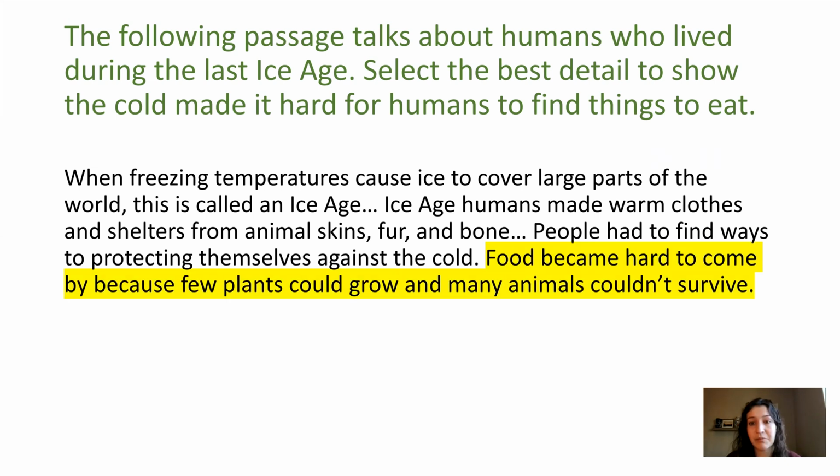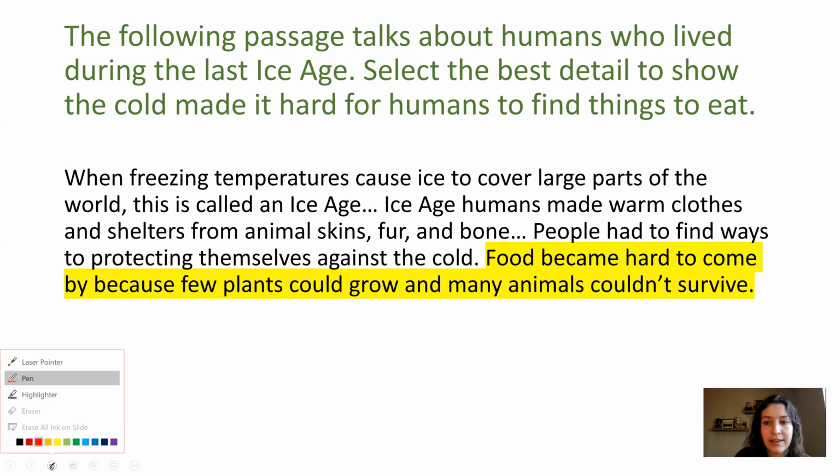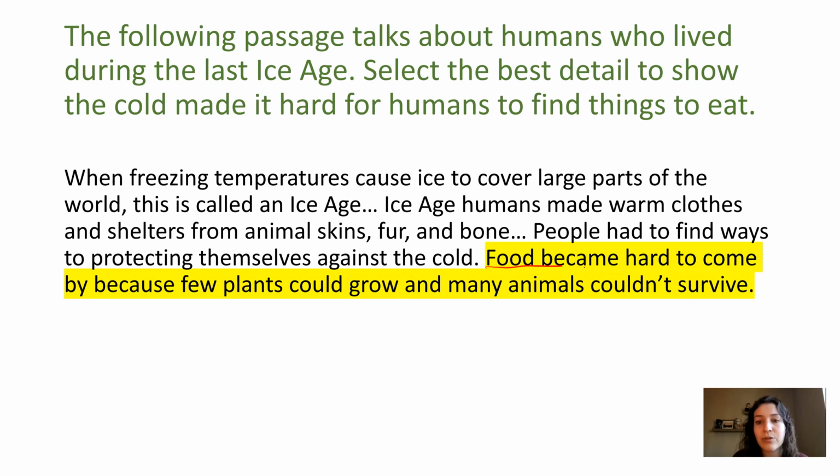So this sentence, food became hard to come by because few plants could grow and many animals couldn't survive. So why did we choose this one? That's because we are told directly that food became hard to come by, and we're told why. And that is because few plants could grow and animals couldn't survive easily. The other parts of this passage are important, but they don't really discuss anything about how the cold limited the food supply.